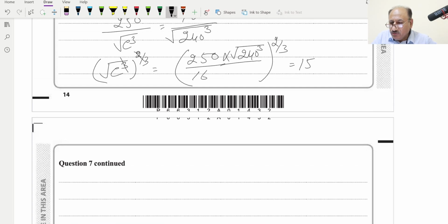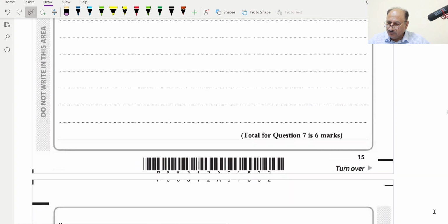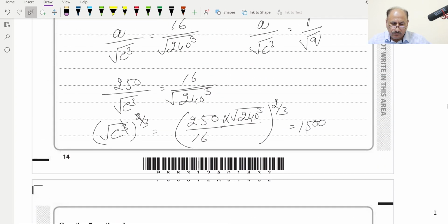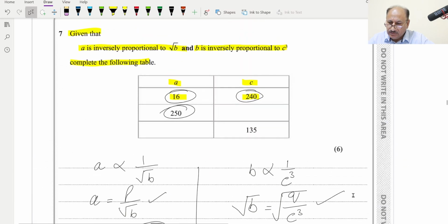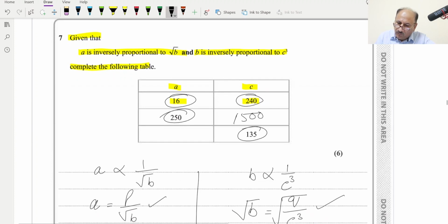So the C value we got, because they are asking us to find the C value and A value. This is the C value which we found. So we calculated the C value for 250, which is 1500, which we can write over here. And now for this one, 135, we need to find this A value.